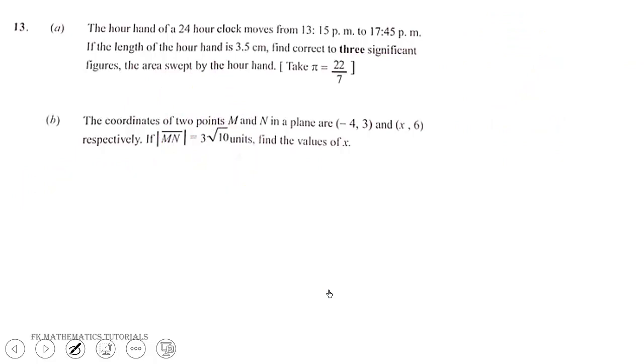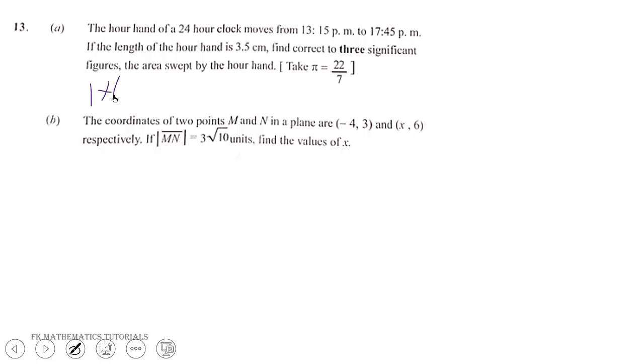The coordinates of 2 points M and N in a plane are (-4, 3) and (x, 6) respectively. If MN is equal to 3 root 10 units, that is, the magnitude of MN is 3 root 10 units, find the values of x and y. So recall the distance formula.